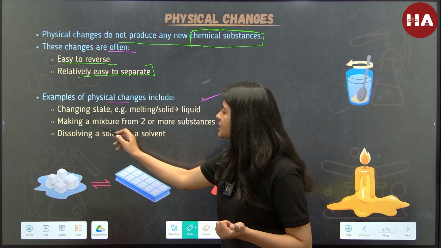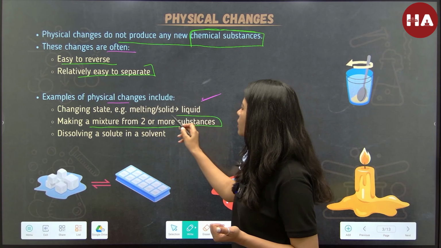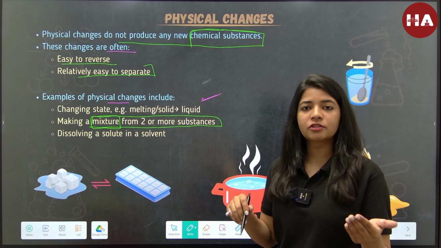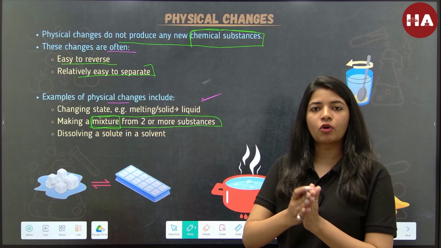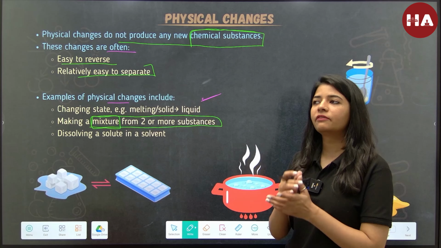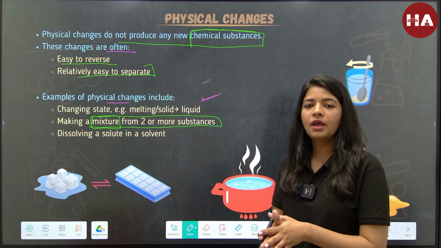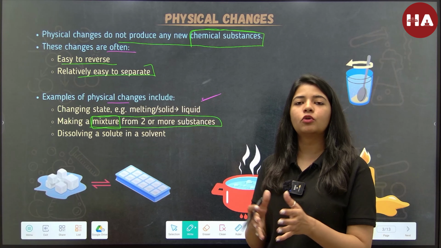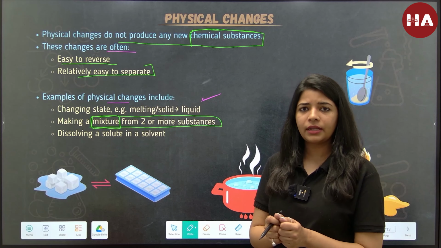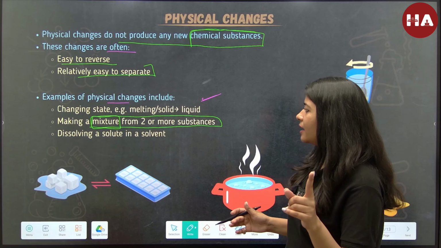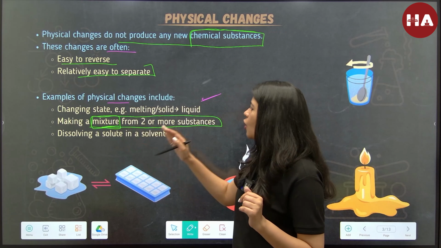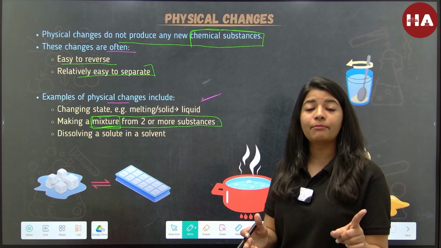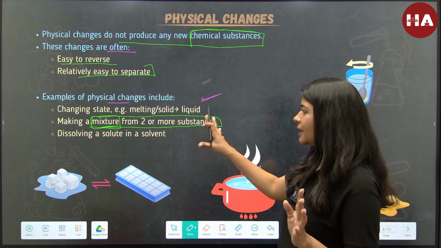Okay, next is making a mixture from two or more substances. Now, what is a mixture? In your previous chapters, we discussed what are mixtures, what are compounds. So, in that, we talked about the difference between the mixture and compound, which is in compound, the two elements or two molecules combine chemically, right? And they cannot be separated. Whereas in mixture, two or more substances are mixed together, but they are not chemically combined together. Okay, so they can be separated.